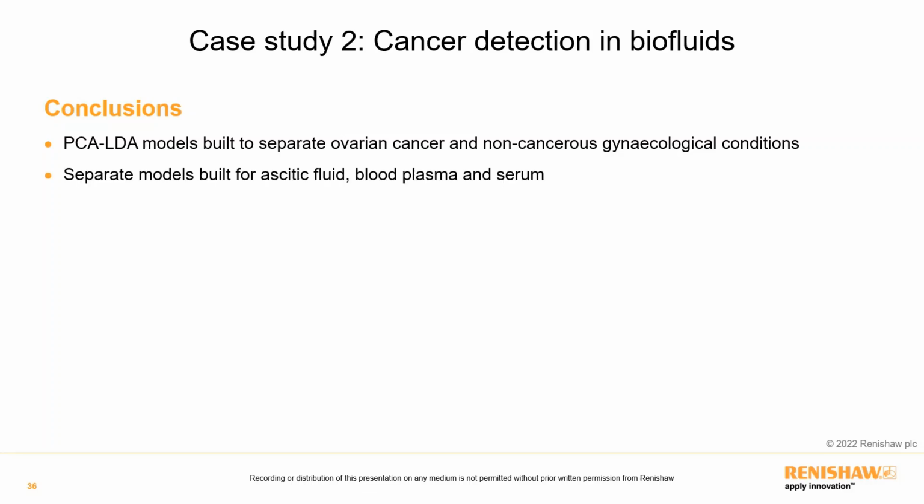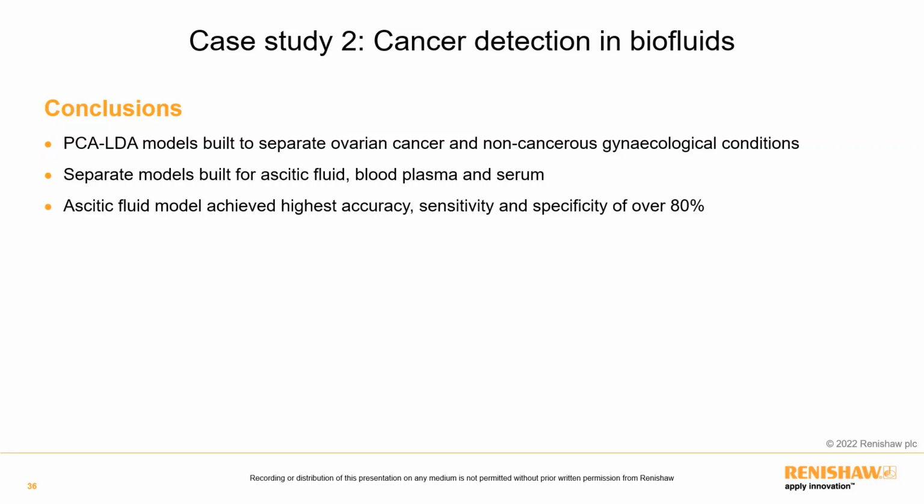Separate models were built for blood plasma, serum, and ascitic fluid, and the model built using ascitic fluid performed the best, achieving a high sensitivity, specificity, and accuracy. The results indicate the potential for using the model to detect cancer from liquid biopsies taken from patients. Once the model has been built, tissue classification can be performed rapidly and thus could lead to earlier detection of ovarian cancer.